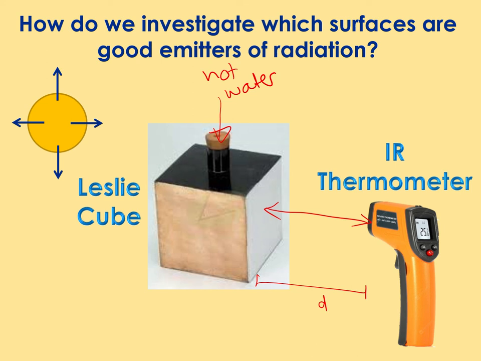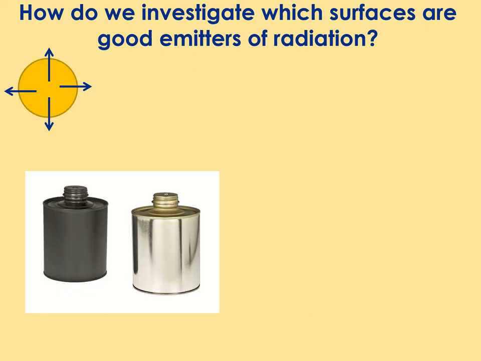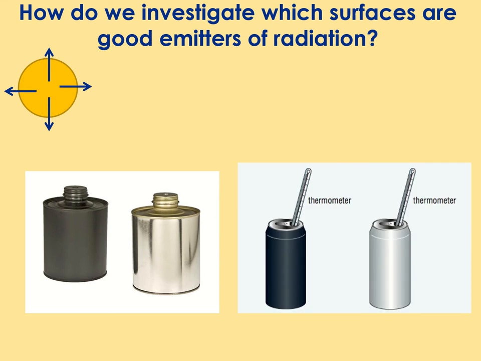And what you would expect was that the black side would be the hottest temperature, because it was giving out the most radiation per second. If you don't have an infrared thermometer or a Leslie cube, you can also do this experiment with a purpose-made can, which is painted black or silver, and if you don't have those, you can take a normal Coke can or a beaker and just cover one in black paper and one in silver paper or silver foil.